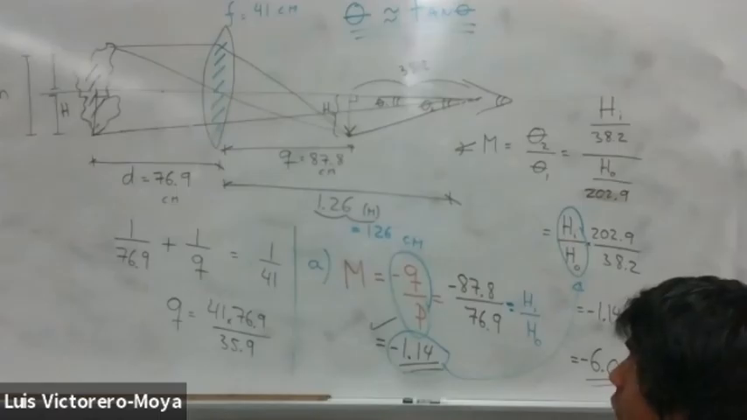And now, the other problem that I want to do, that I think is also a challenge, and it's in one of the homeworks that you have in there, is what happens when you combine a lens and a mirror.